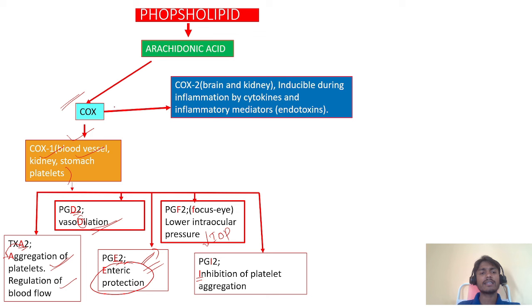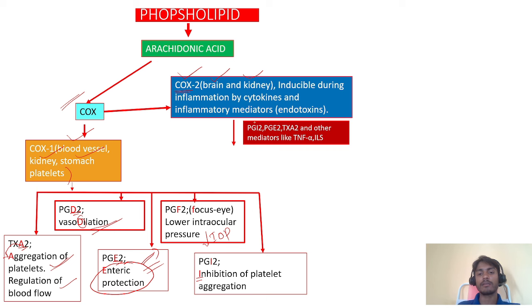Next, the COX-2 enzyme. It is constitutively found in the brain and kidney, meaning it is always there in brain and kidney. But this enzyme can also be synthesized when we require it, that is, during inflammation.